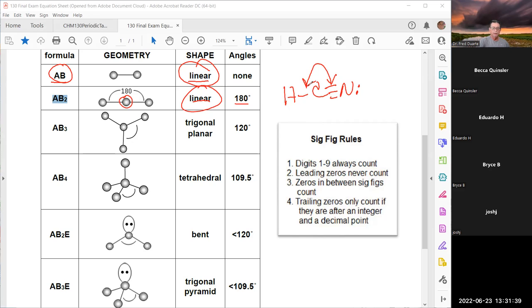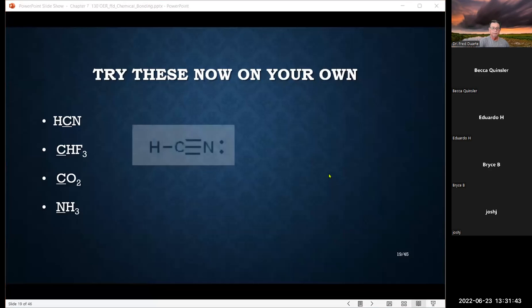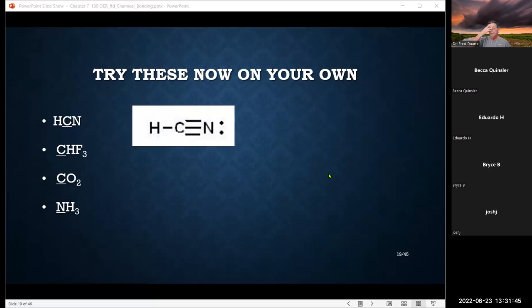All right. So that's the structure that we have. And we also named the geometry. Okay, let's do the next one.